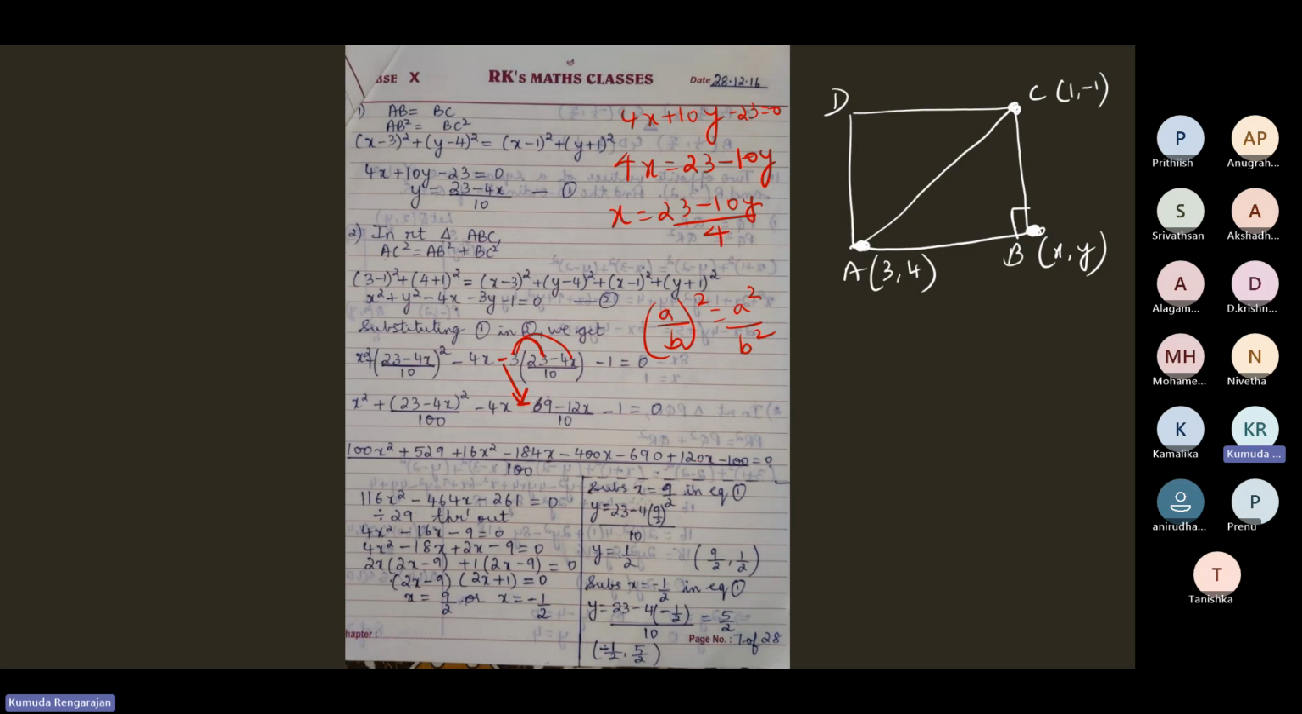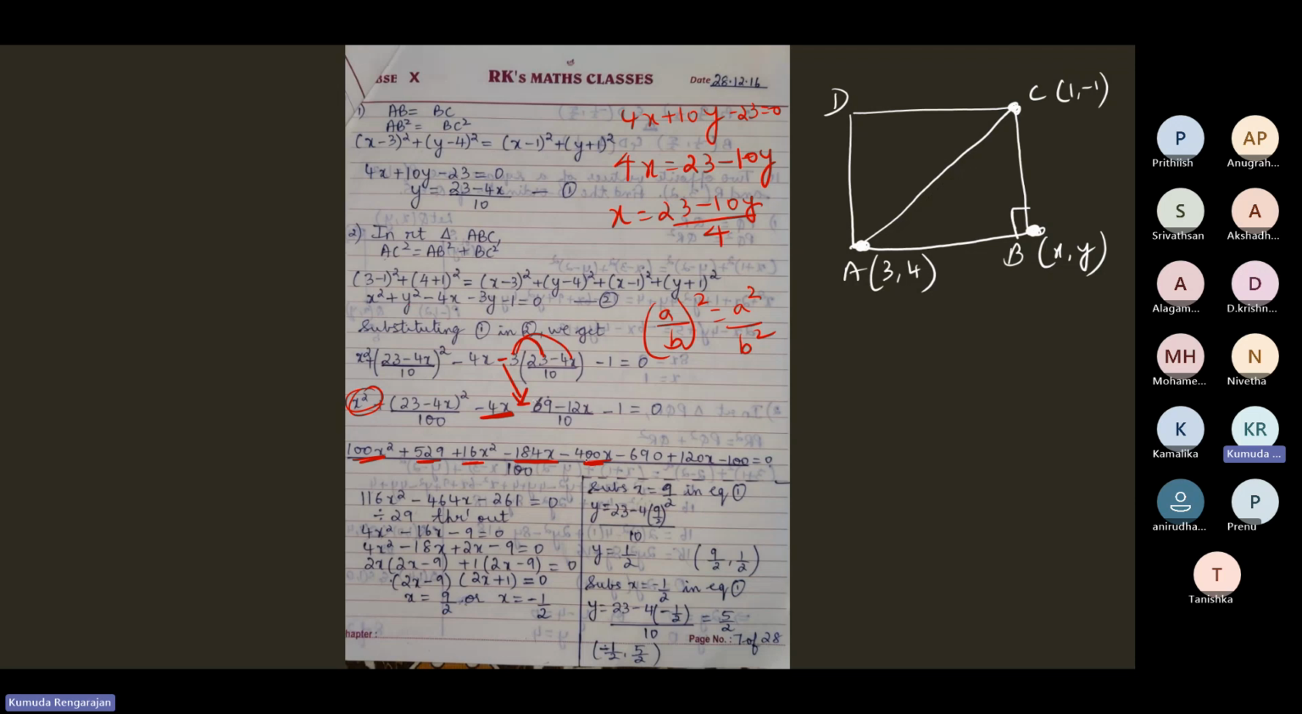Now the common denominator, 100 is the LCM, right? 100 is the common denominator. So it will be 100x squared. And I have expanded this: a minus b the whole square is a squared plus b squared minus 2ab. And this will be into 100. So minus 400x. And this will be into 10.